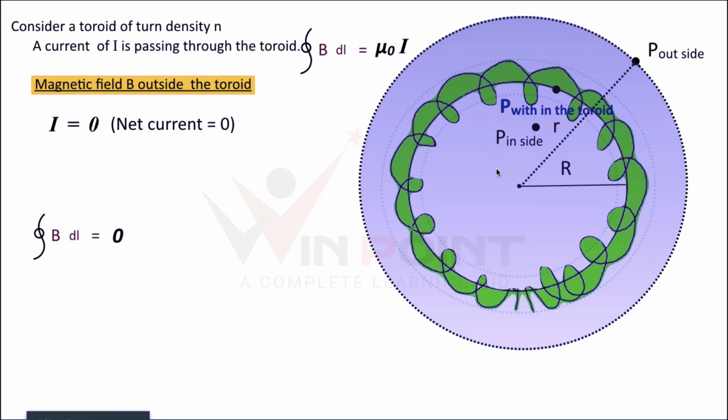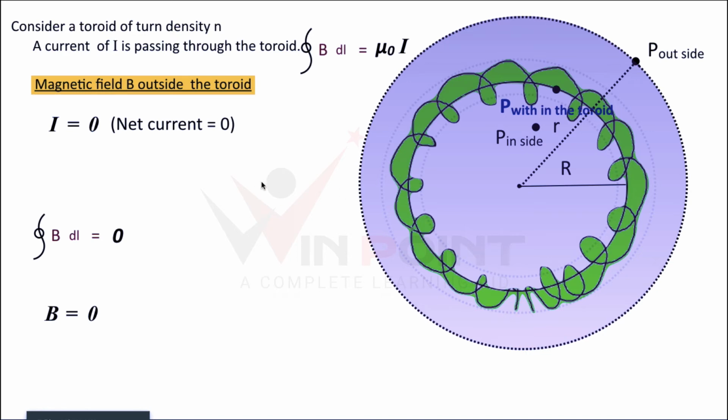So when we are integrating, we are going to get 2 pi r. It cannot be 0, but B can be 0. So from here, the only option is B equal to 0. So the magnetic field outside the toroid is 0. So the first point is done.